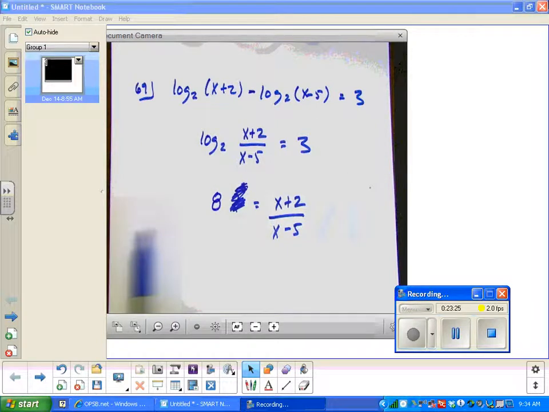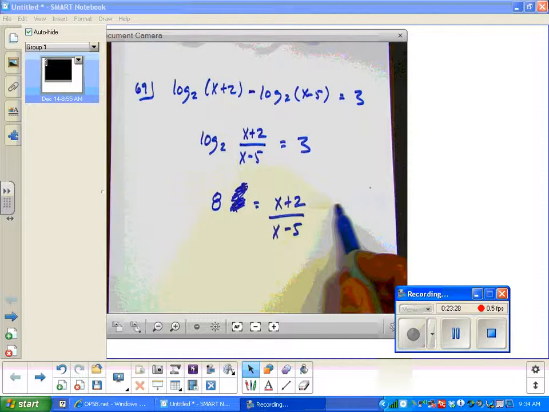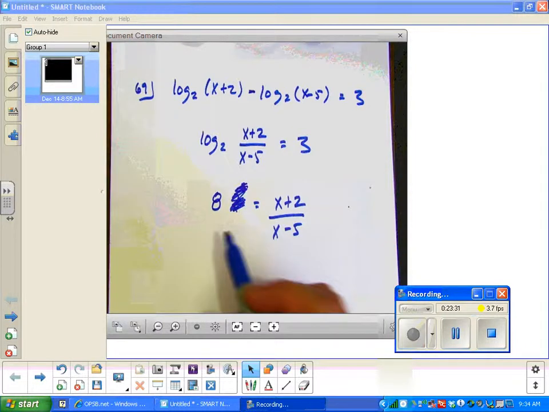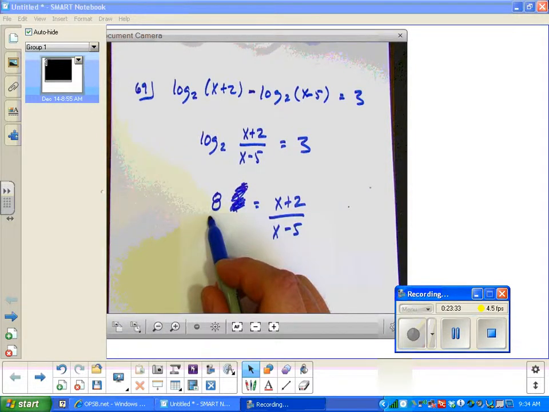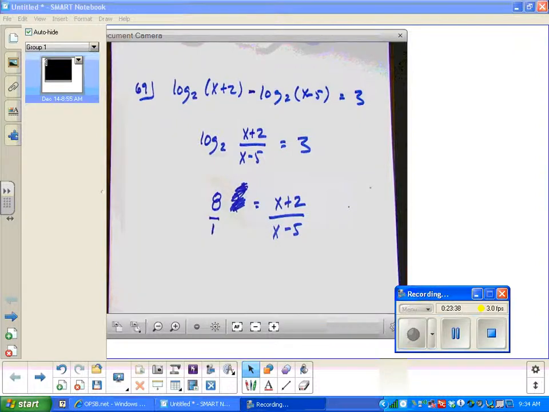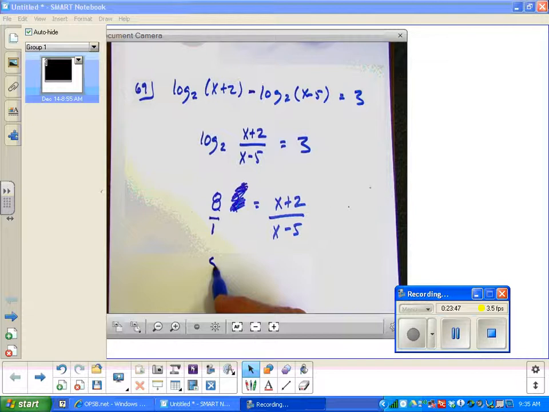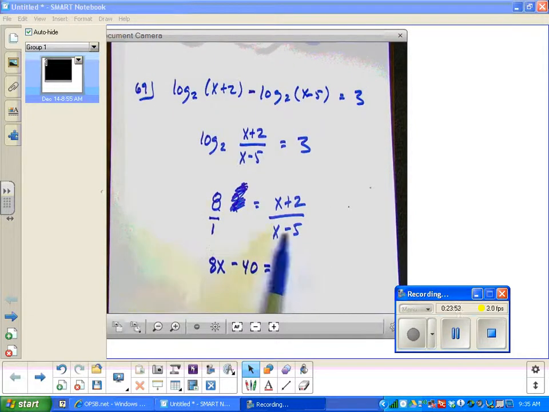Right, you could do it that way. He said you multiply both sides by x minus 5. I would cross multiply. You can do it that way too, and that would be a little bit easier. So 8 times x minus 5 will give you 8x minus 40. Be sure when you cross multiply that you distribute.